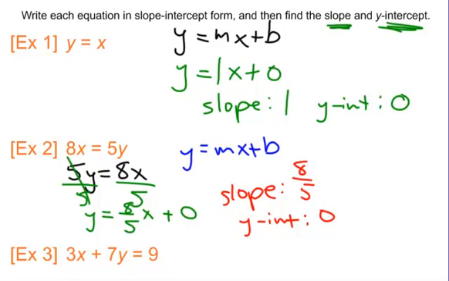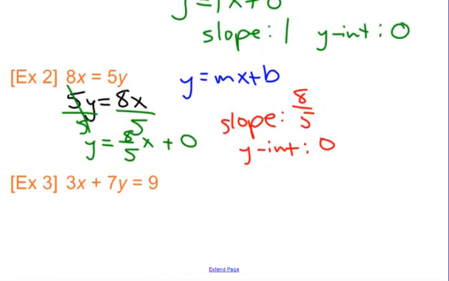Okay. Number 3. So we have 3x plus 7y equals 9. Again, we need to isolate y. We need to solve for y, because we need to keep that in y equals mx plus b form.